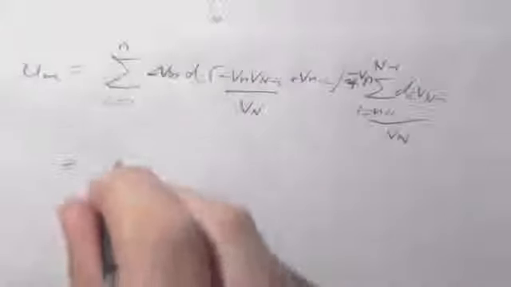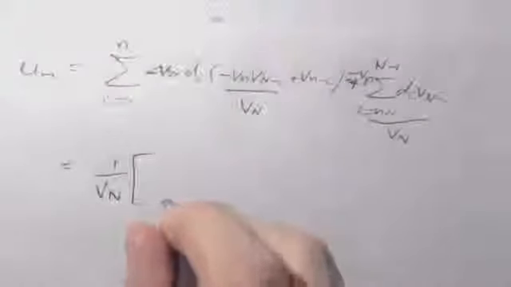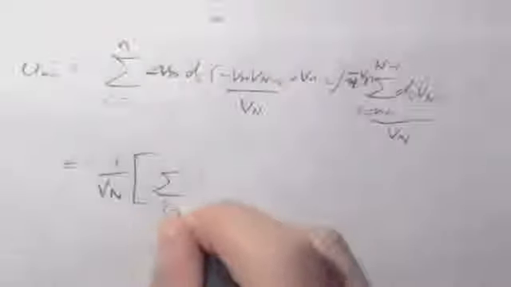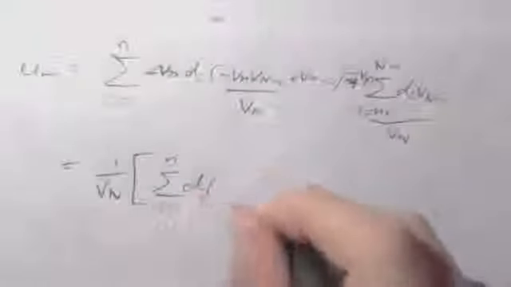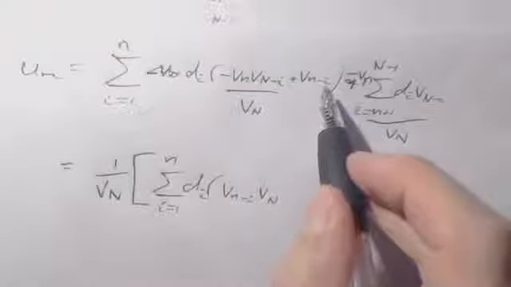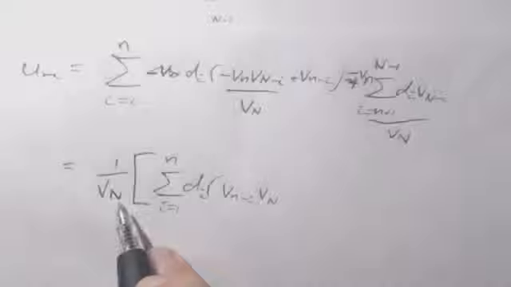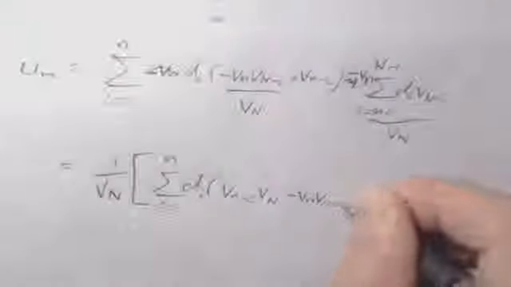So what I'm going to do is I'm going to take out the 1 over vn, v big N, and then we have sum from I equals 1 to n di vn minus I v big N, so I multiplied this bit by v big N because I'm dividing it by v big N here, I need to correct for that, minus vn minus I.